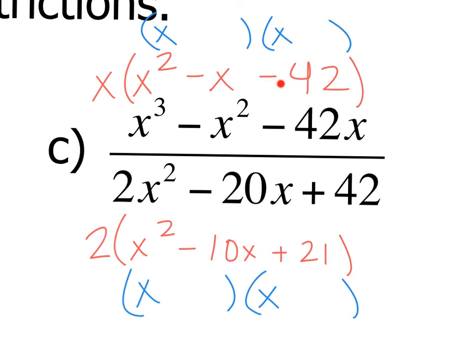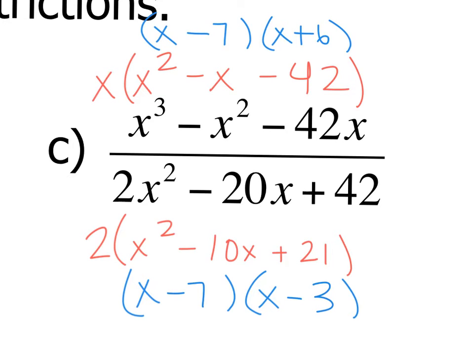What multiplies to be negative 42 and adds to be negative 1? It might take a while, you might have to think about it a little bit, but what multiplies to be negative 42 and adds to be negative 1 is negative 7 and 6. So it's x minus 7 and x plus 6. Now we do the bottom, see if there's anything that cancels out. On the bottom, what multiplies to be 21 and adds to be negative 10? That's negative 7 and negative 3.